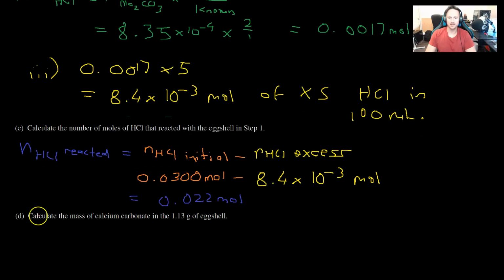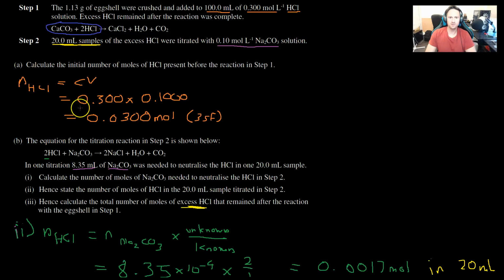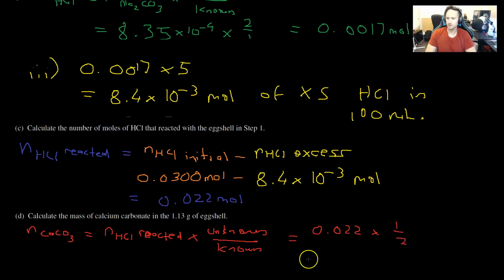So let me use, I'm running out of colors here, but that's okay. So the number of moles of CaCO3 is going to be the number of moles of HCl that's reacted multiplied by the mole ratio, so unknown over known. So that's going to be 0.022 multiplied by the unknown is 1 and the known is 2. So it's going to be half of it, so 0.011 mole.